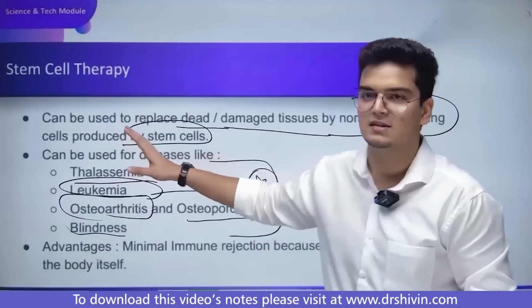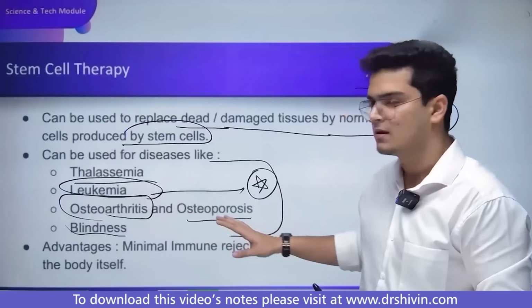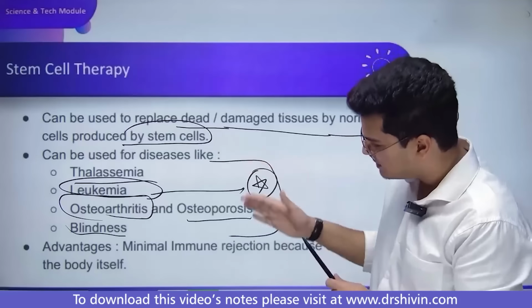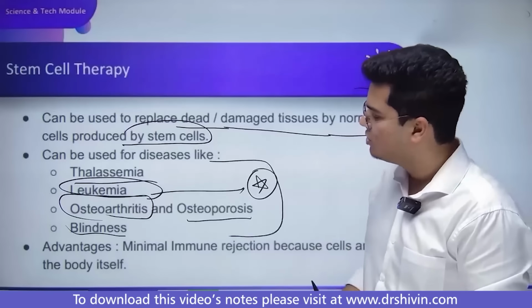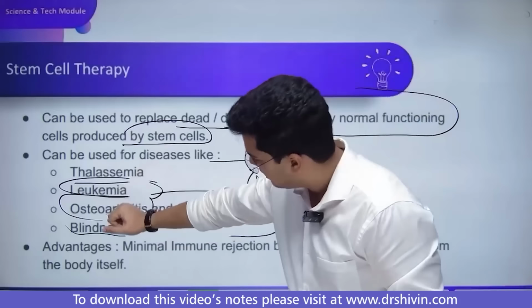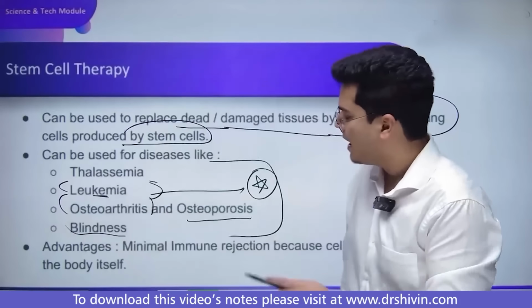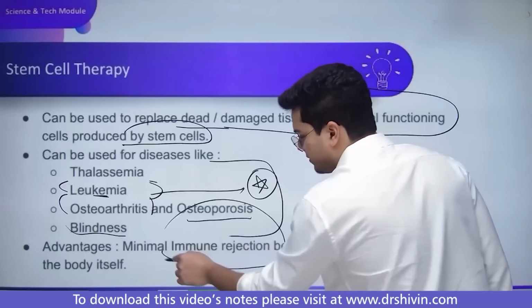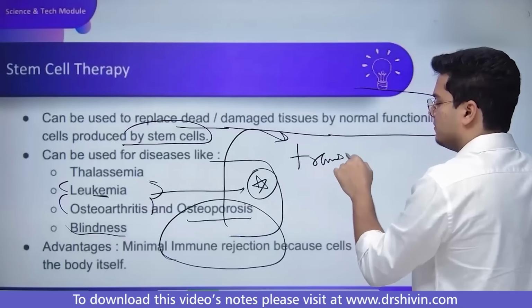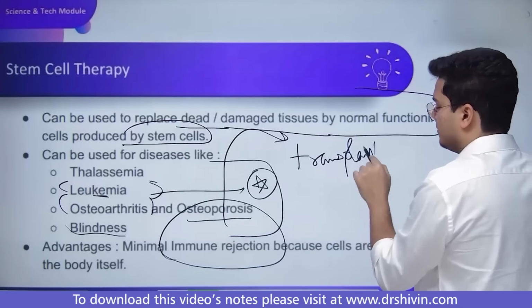And then there is thalassemia. Thalassemia will do in detail. Okay, so these are some diseases. अगर आपको नहीं समझ आ रहा है इन डिजीजेस का पर्पस, it's fine. You can just remember that it can be used to treat these 4 diseases, and the immune rejection will be minimal. If I am doing any transplant, then the immune rejection will be minimum.